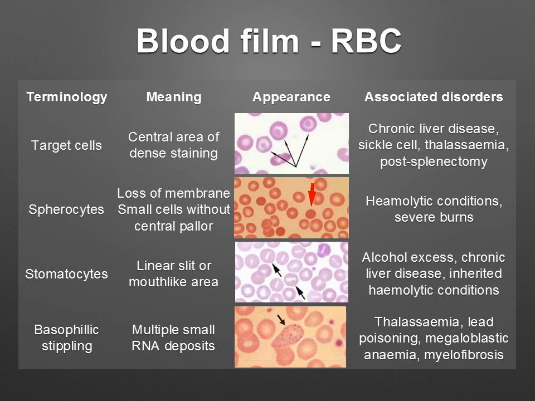Target cells are seen where you get a central area of dense staining, and that gives you this bullseye picture. I try to remember those because with target cells, it sounds like you've got a bullseye on your back, and that can be associated with trauma, where you get the splenectomy. That's how I remember it anyway. They're also seen in chronic liver disease, sickle cell, thalassemia, as well as post-splenectomy patients.